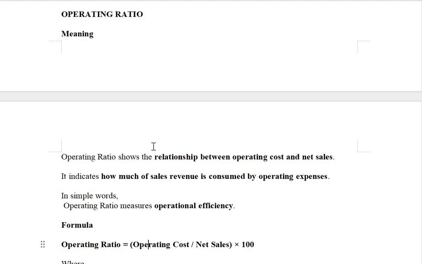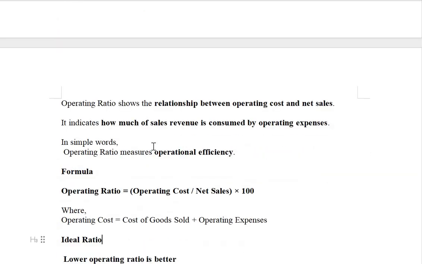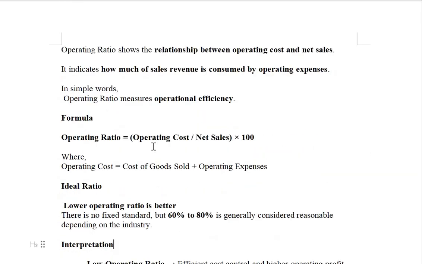The operating ratio measures the operating efficiency of the business. In order to compute the operating ratio, the formula is cost of sales plus operating expenses divided by net sales into 100. The cost of sales is net sales minus gross profit, which is how we find the cost of sales. The operating expenses are the administrative expenses and selling and distribution expenses. By computing this ratio, we can say how the operating ratio stands.